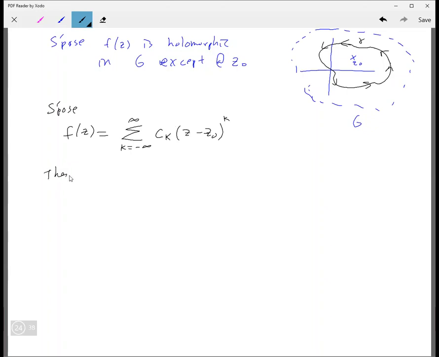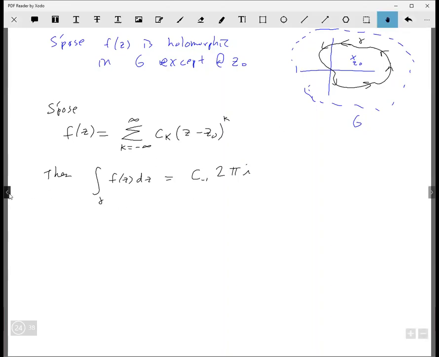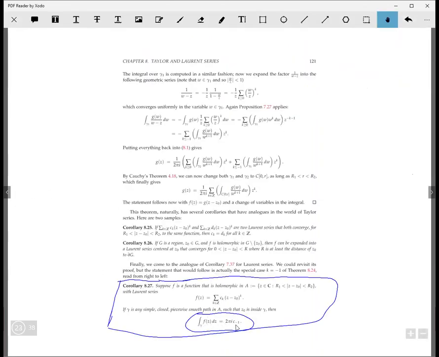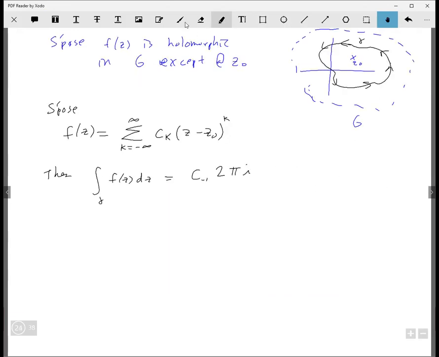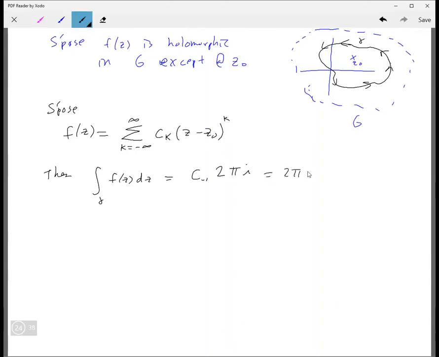Okay, then the integral around gamma of f of z dz is equal to c negative 1 times 2 pi i. So this is what this corollary says. This integral is 2 pi i times c negative 1. Okay, I wrote it backwards, sorry about that. It's 2 pi i c minus 1. Let me explain briefly why that's the case.